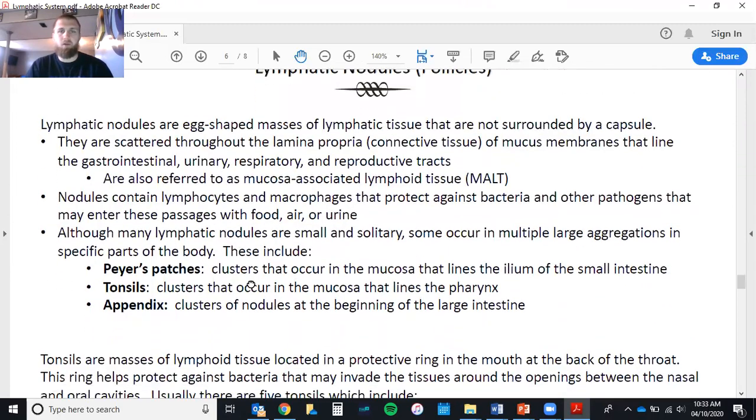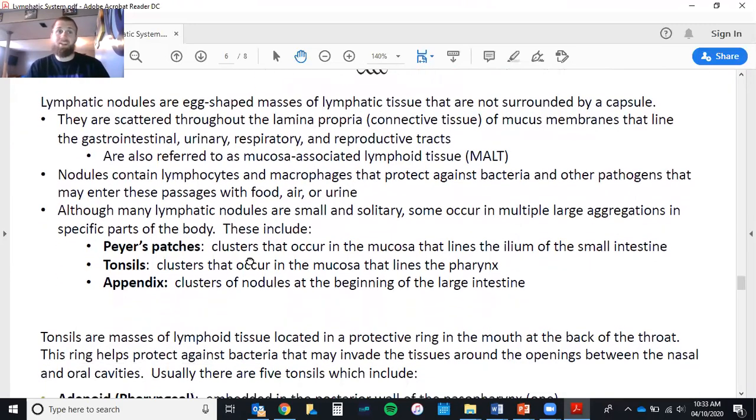Okay, let's move on from lymph nodes to what we call lymphatic nodules. Now, lymphatic nodules are very different than lymph nodes. Okay, they have an egg shape, so that's one difference. A major difference is they don't have a capsule around them. Nodules don't have a capsule, nodes do.